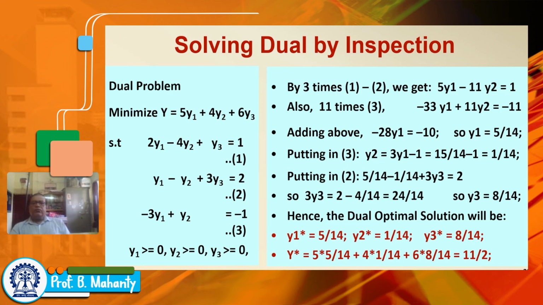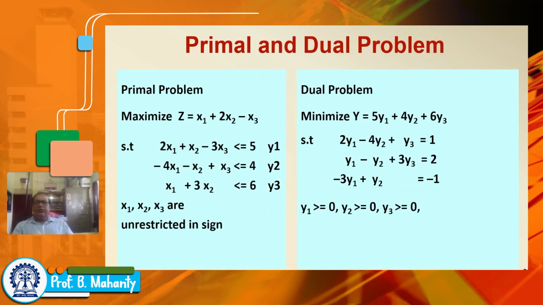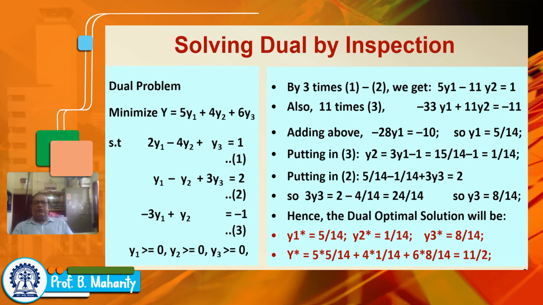So we know that y1 equal to 5 by 14, y2 equal to 1 by 14, y3 equal to 8 by 14, and y equal to 5 times this, 4 times this, and 6 times this equal to 11 by 2. So we already solved the dual by inspection, right? So the dual problem has become easy to solve, and we have already solved it and found some solutions of the dual. What is important is that each of these y1, y2 and y3 exist.